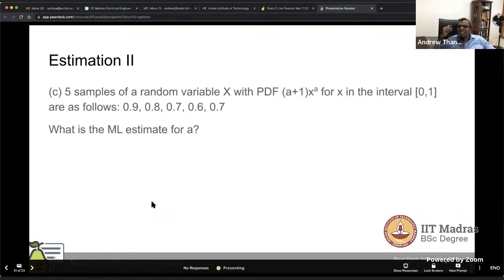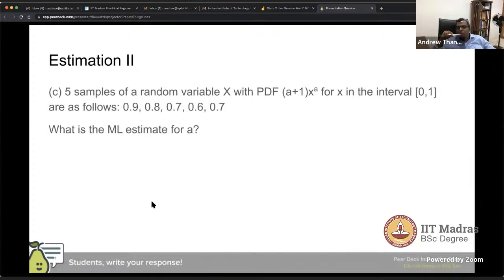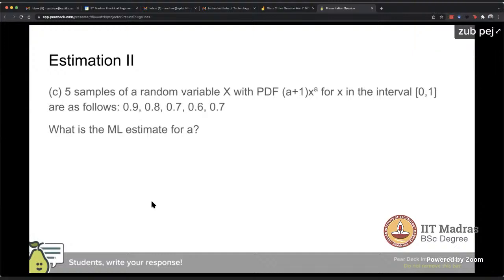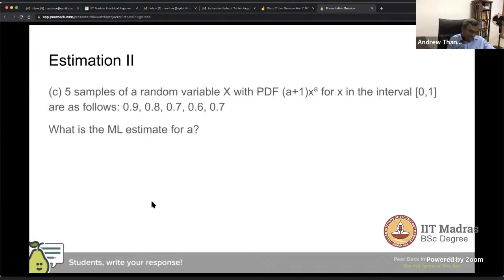So this is the same question again. So how will you do this for this guy? What is A hat ML? Is maximizing over A of what? A plus 1 power 5. Is that right? Where do I get A plus 1 power 5 from? Multiplying that. Yeah. And then you will have here 0.9 times 0.8 times 0.7 times 0.6 times 0.7 whole thing raised to the power a.